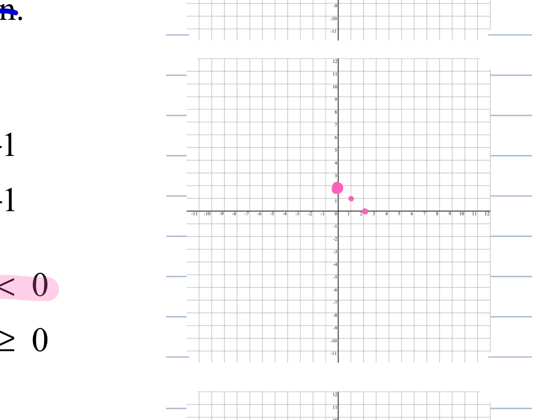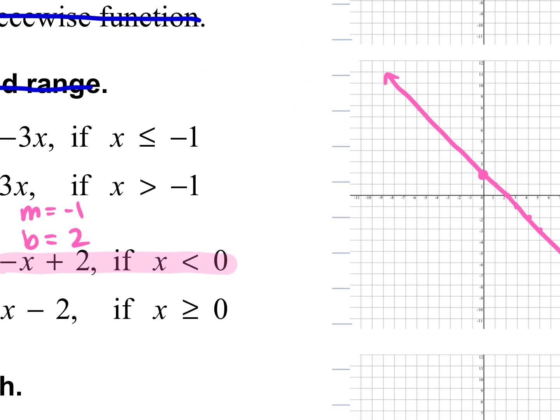Down 1 to the right 1, down 1 to the right 1. Remember, always go to the right. If it's negative, you just go down. So we connect our dots with a line. We make a full line at first, and then we got to look at our restriction.